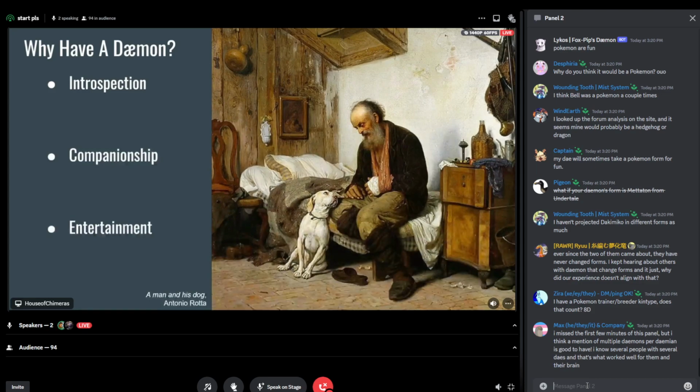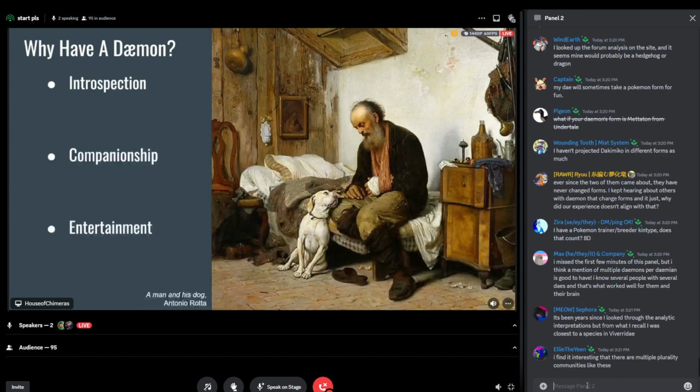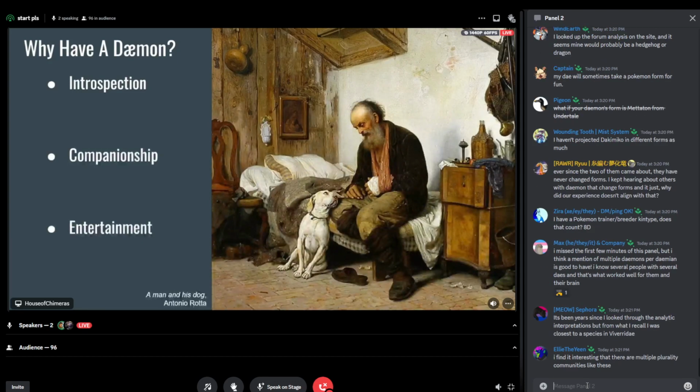With introspection, this can come about either from the form-finding process or the act of just interacting with one's own daemon in day-to-day life. For the former, the act of researching for forms that best fit your personality can be a time of learning about how to best describe your own personality, interests, life goals, and so on. For the latter, talking to one's own daemon in and of itself can be a chance to learn about one's own thoughts that a daemon might not always notice or question.